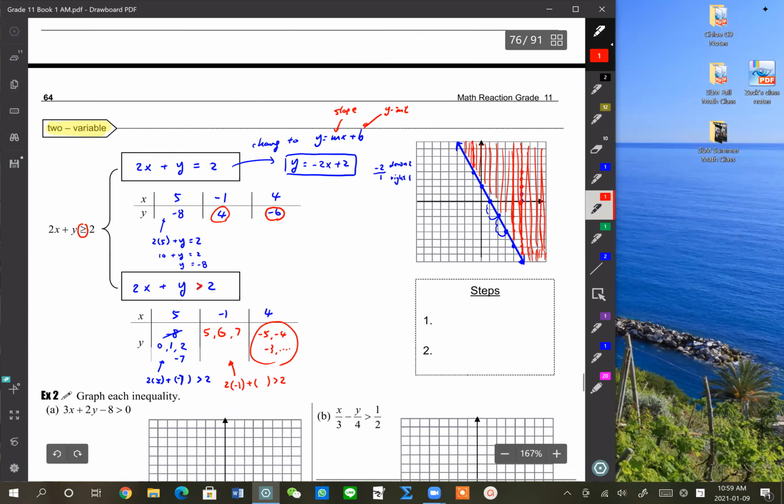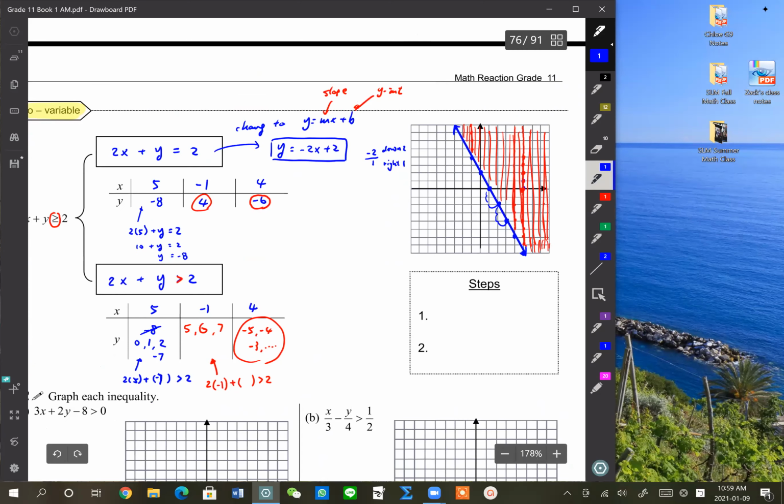Okay, so let's write down the steps of how to do this kind of question. We don't want to do a table, because this is the first question, that's why I go deeper in explaining why we do the shading. But when we are actually doing the question, there's a faster way. You just need to do 2 steps.